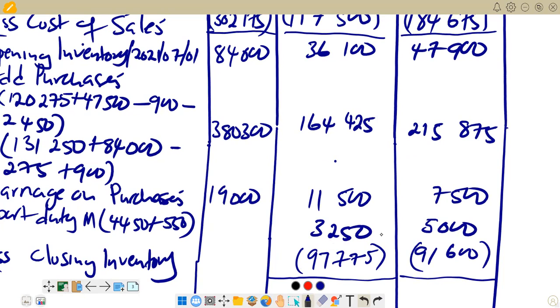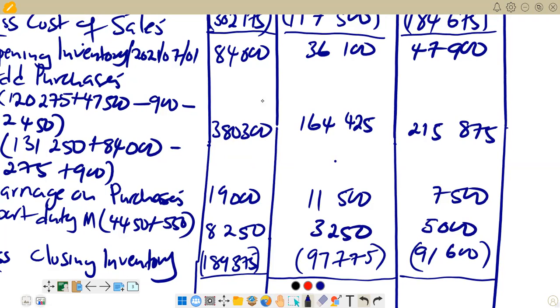And then we add this one plus this one. If you add 3,250, then we add 5,000, we're supposed to get 8,250. So here we have got 8,250. And then we also add this one plus this one, 91,600, we add 97,775. So the figure that you are supposed to get there is 189,375. And remember this figure we are subtracting, so in brackets.